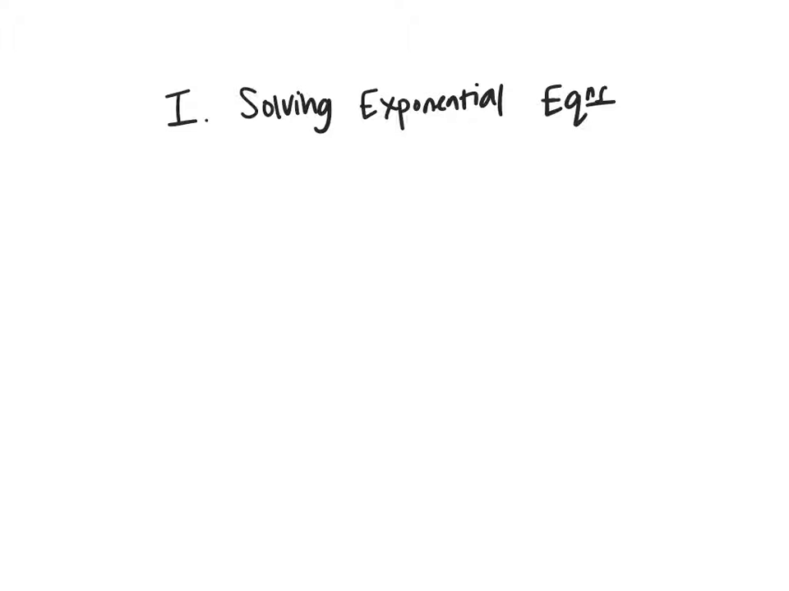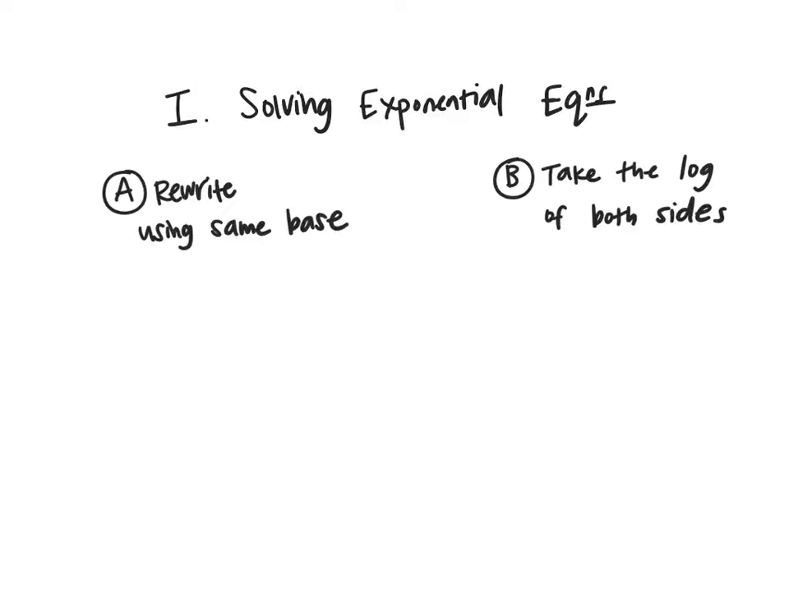Let's first take a look at solving exponential equations. Here are the two approaches we're going to take. Try rewriting using the same base, and if that doesn't work, take the log of both sides. So let's take a look at this problem: 8 to the x is equal to 2 to the x plus 6. We're looking for the value of x which would make this equation true.